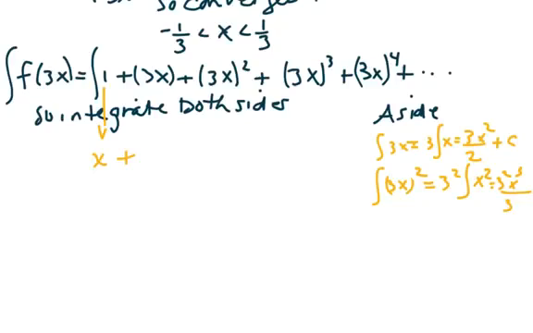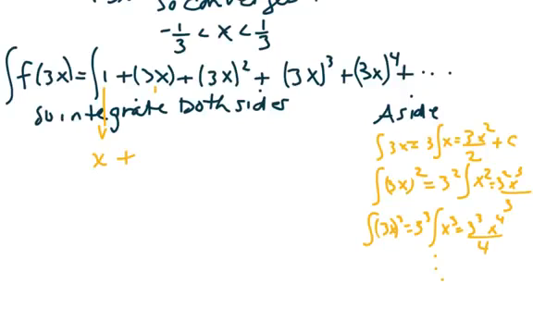And you can continue on down with the pattern. The integral of 3x cubed is equal to, pulling out the constants, 3 cubed x to the 4th over 4. And you're going to continue integrating term by term. And these all have a constant added onto them.